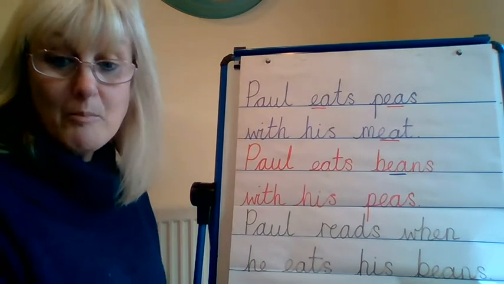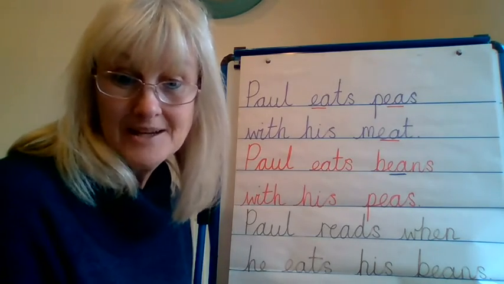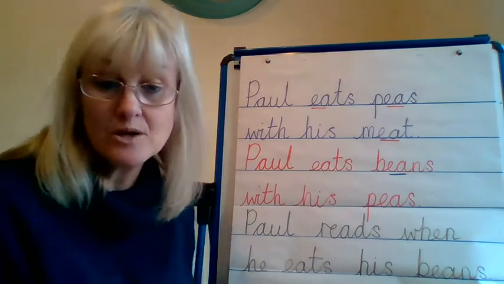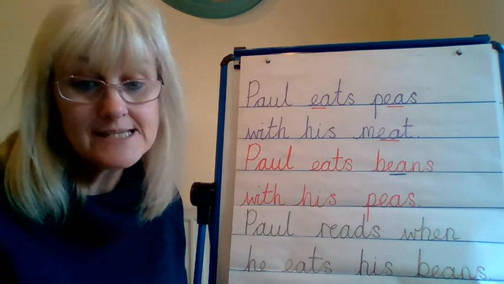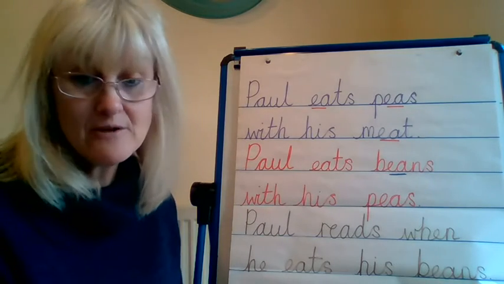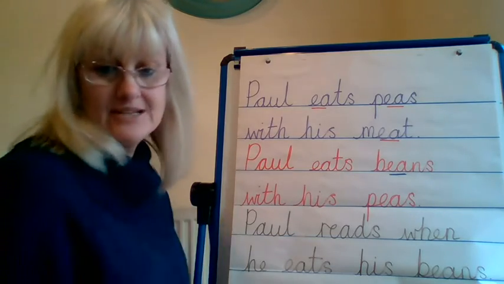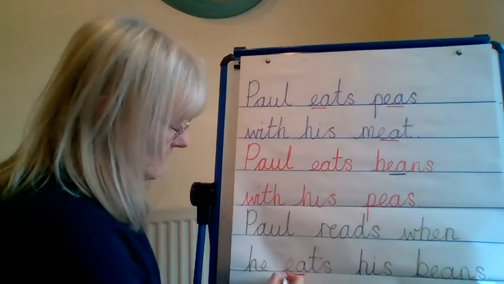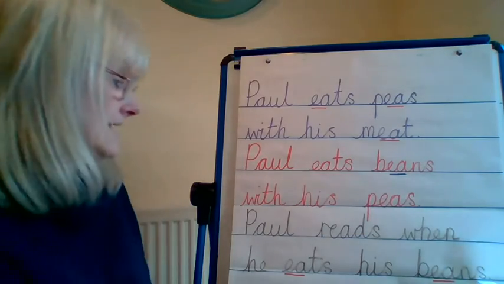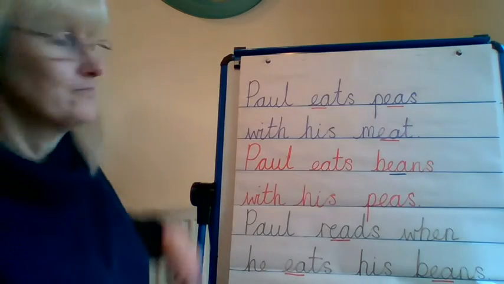There we go. Paul reads when he eats his beans. Okay, so have a look then. How does that differ from the previous one? Paul reads when he eats his beans. Well, see if you can spot, first of all, the words that have got E in them. Let's have a look. There's the word eats again. We forgot that one again. And we've got the word beans again, which is the new word. It's reads, isn't it?